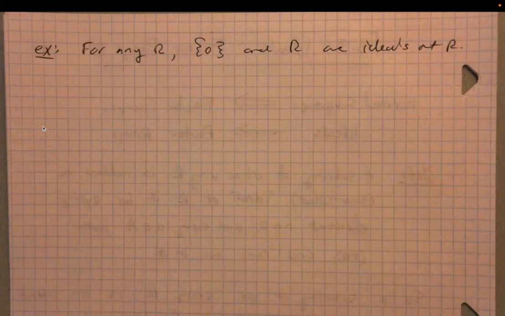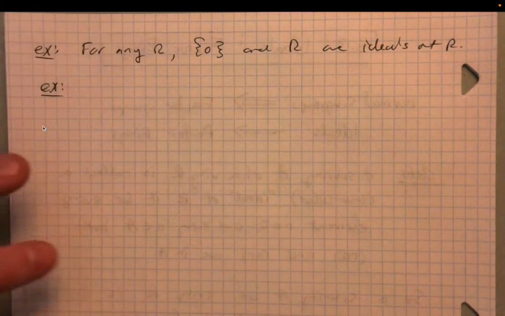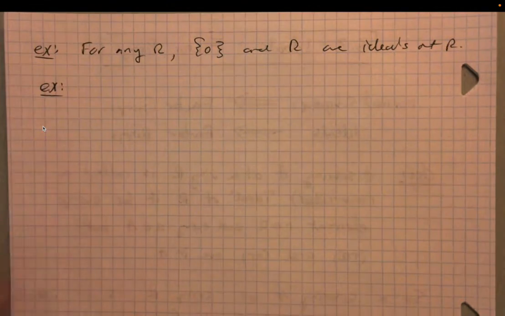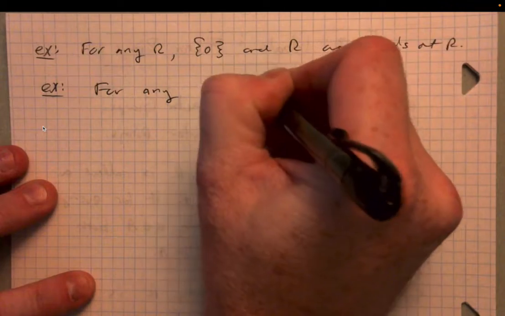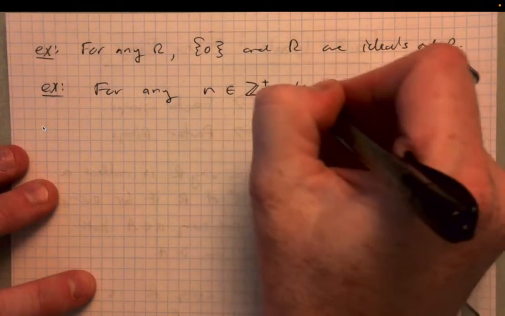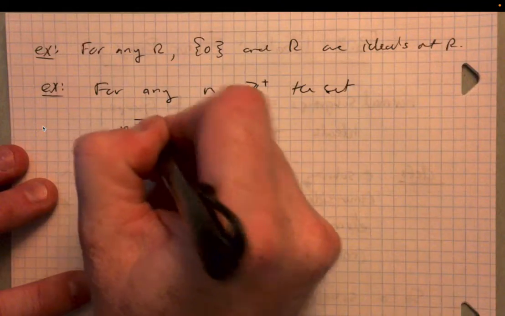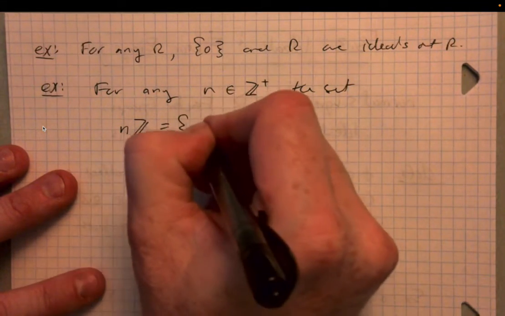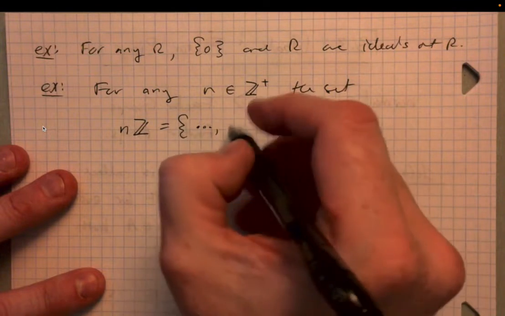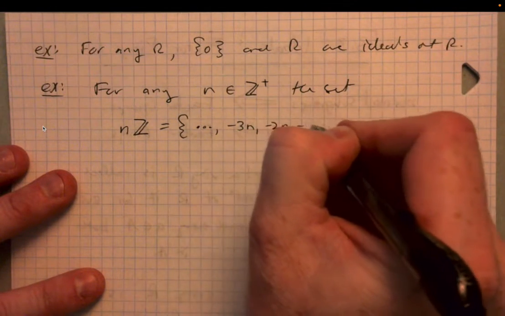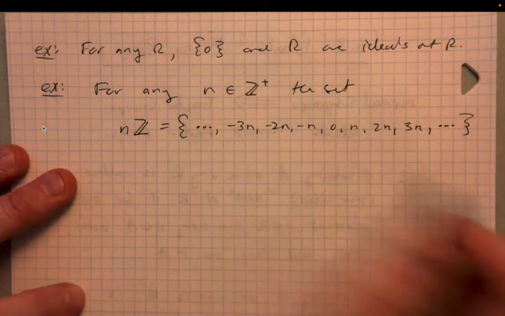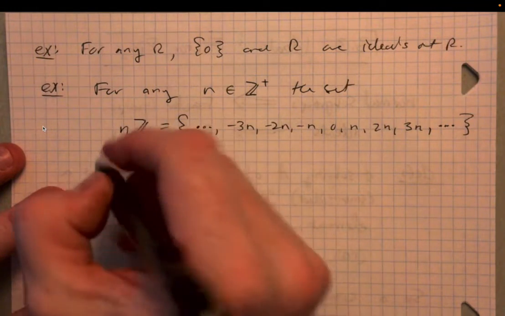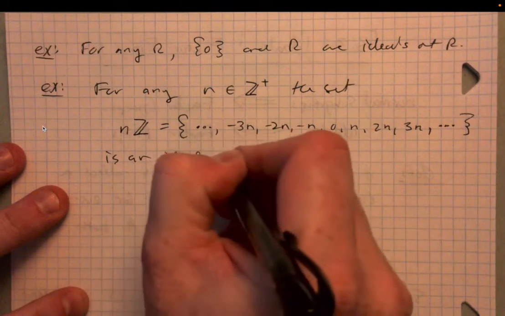Let's take a look at an example that's less trivial. So what about this one? For any positive integer n, the set nZ. And what is this set? Well, this would be the multiples: negative 3n, negative 2n, negative n, 0n, n, 2n, 3n, and so on, in both directions. This set nZ is an ideal of the integers.